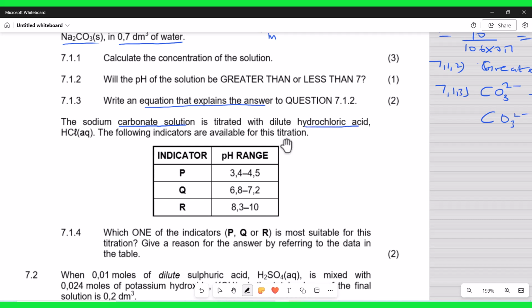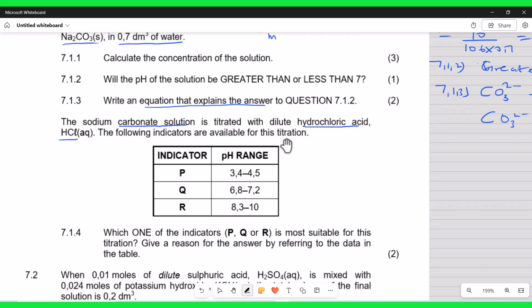Now they say here that we have these indicators. Which one of the indicators P, Q, or R is most suitable for this titration? Give a reason for your answer by going to the data table. Now, before we get our best indicator, look at what we are titrating.